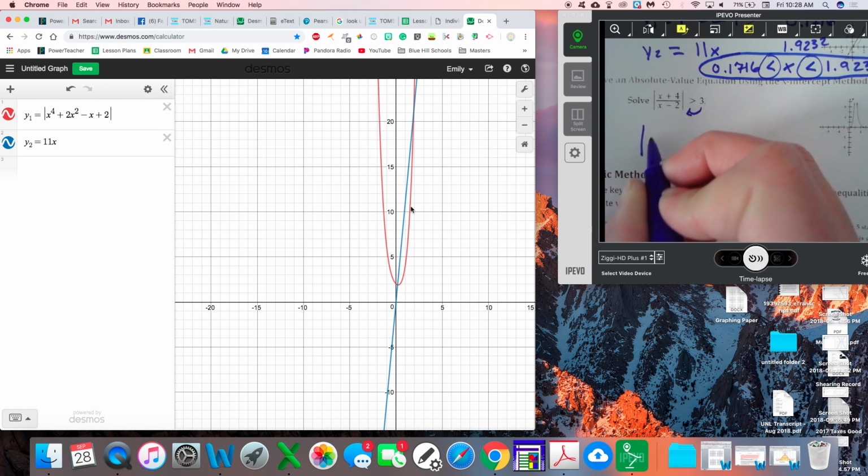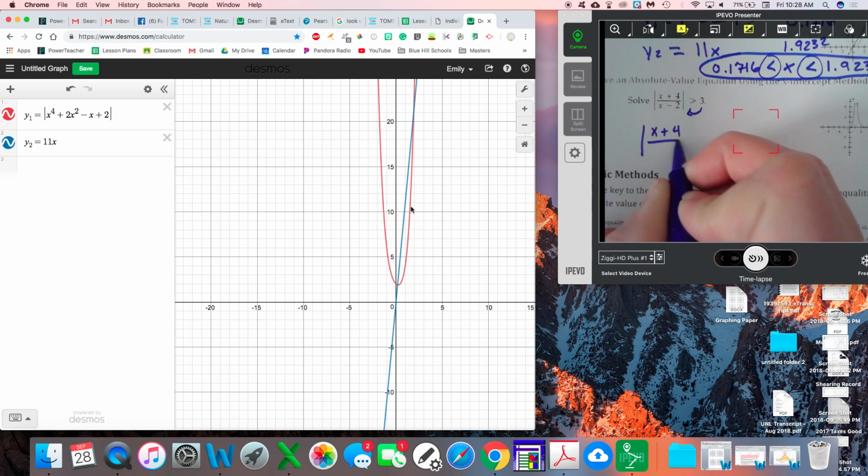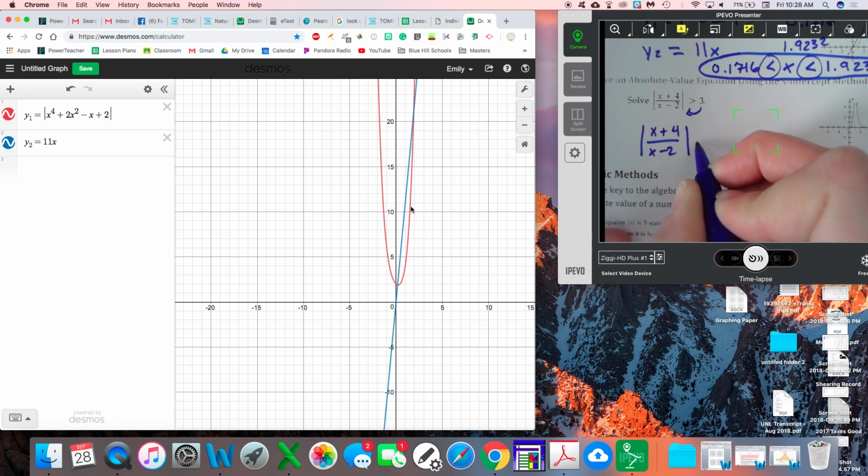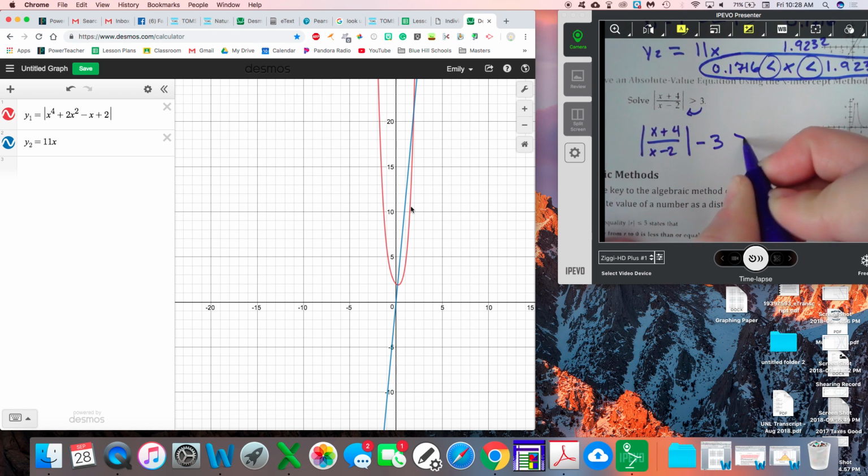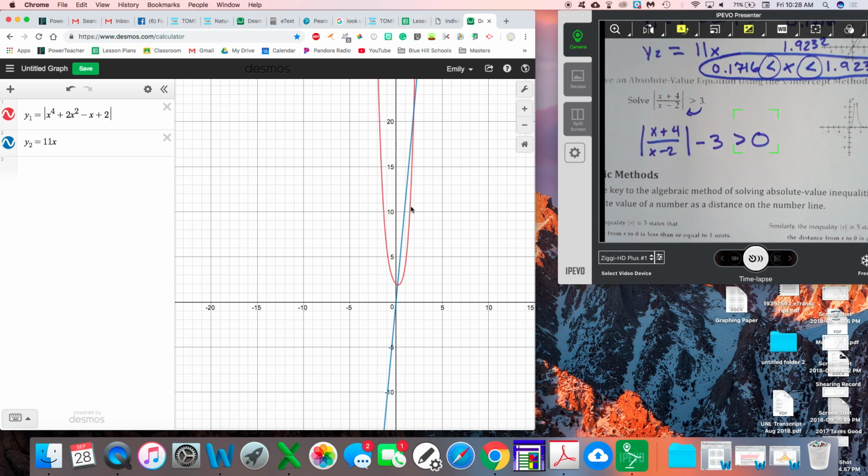So when I type this in, it's going to look like this. Again, the 3 stays on the outside of the absolute value. Okay, he can't go on the inside. So we're going to do that, and we're going to type that one in.